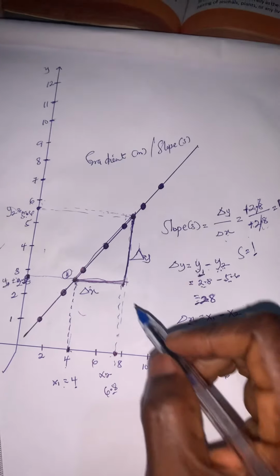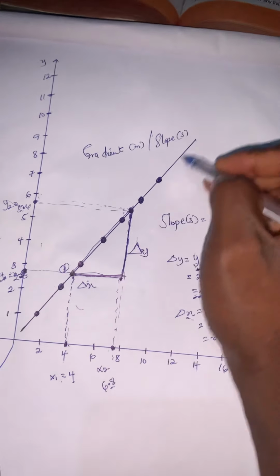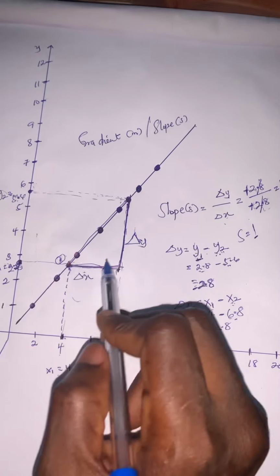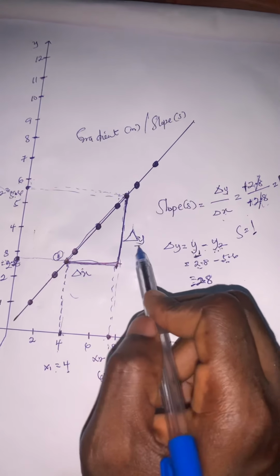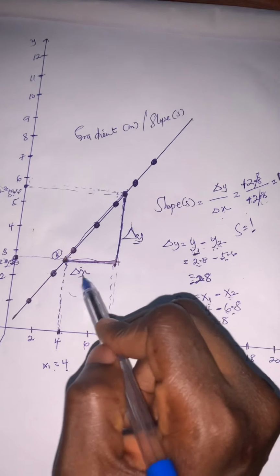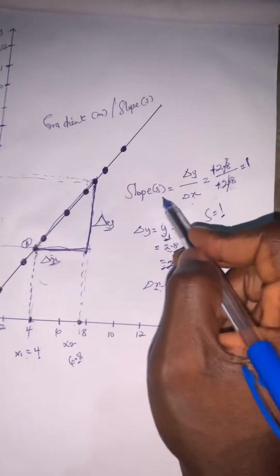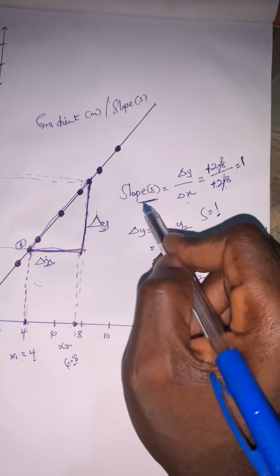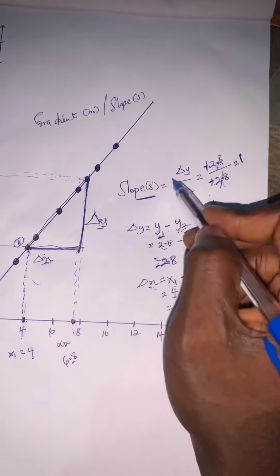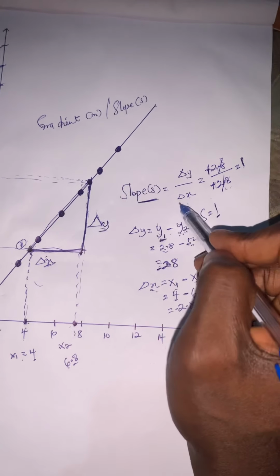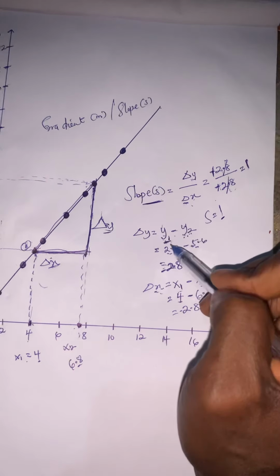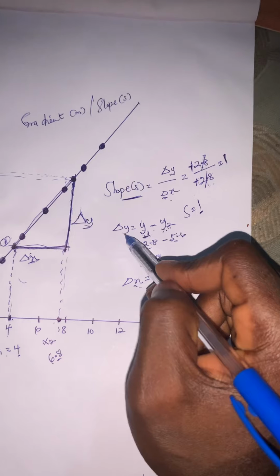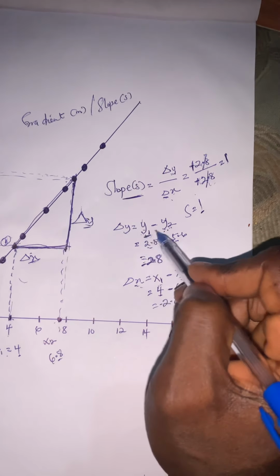So normally the values are selected from your line. Then you use it to form a triangle. Then you indicate your change in y, you indicate your change in x. Now you come to your slope. You say the slope is equal to change in y over change in x. Now you do your calculation for change in y. Change in y, we have y1, we have y2.